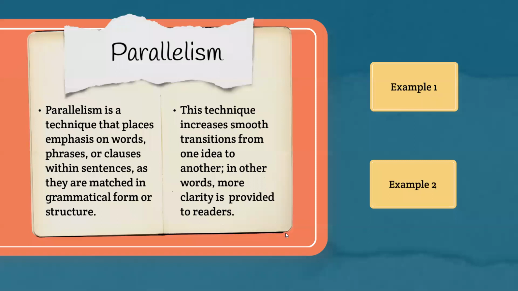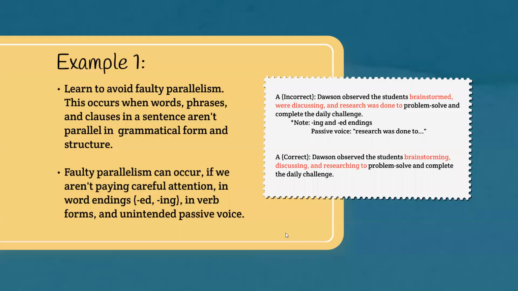The last quick tip we're going to talk about today is parallelism. Parallelism is a technique that places emphasis on words, phrases, or clauses within our sentences as they are matched in grammatical form and structure. This technique increases that connectivity, those smooth transitions, and in other words, provides that clarity to our readers so that they can better understand what we're talking about. So let's take a look at a few examples.